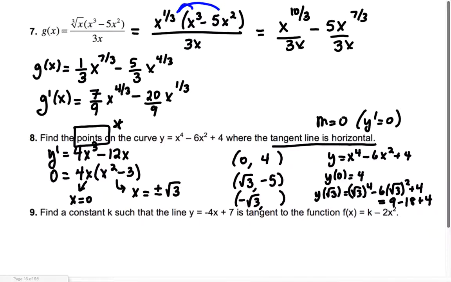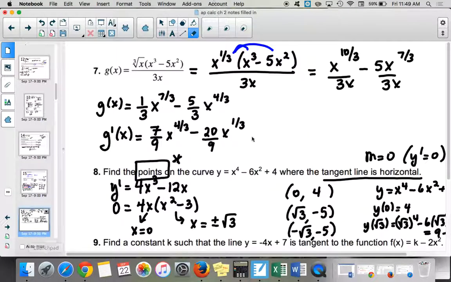All right, remind me to do the next one later. It's kind of a hard one. This is like definitely an AP type question. It's a tricky one, but we'll do that later. All right.